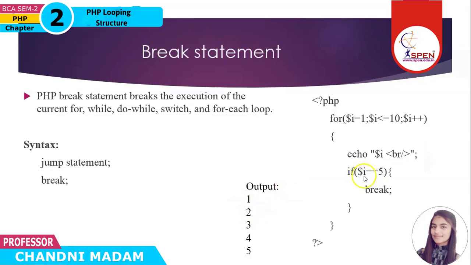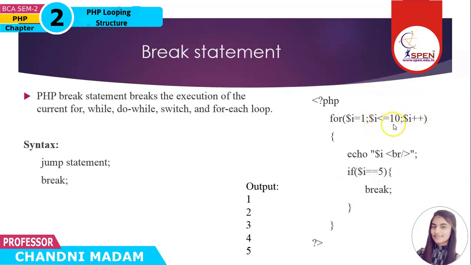Now we check the condition 2 equal to 5. Here the condition is false, so it skips the if and again increments by 1. So 2 plus 1 means 3. 3 is less than or equal to 10, the condition is true, so it echoes the $I value. So 3 is printed. Now again check 3 equal to 5. The condition is false, so it skips and again increments by 1. Now 3 plus 1 means 4.